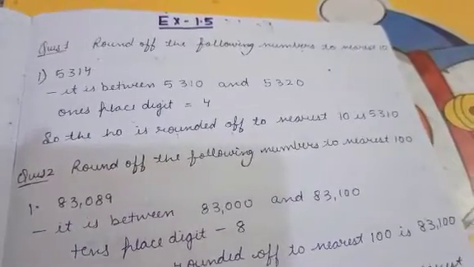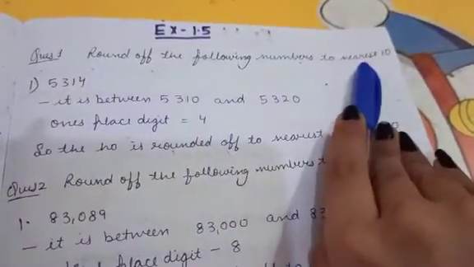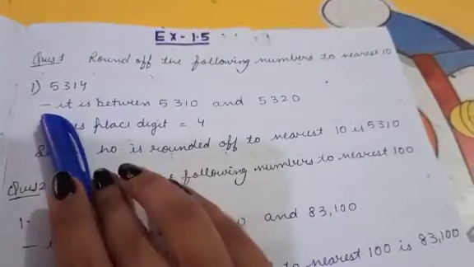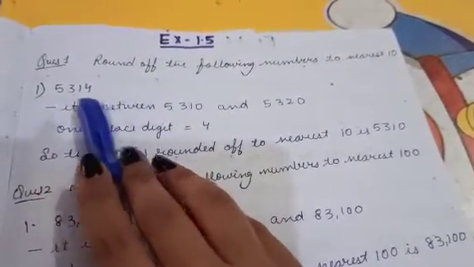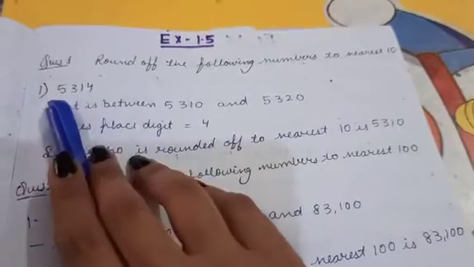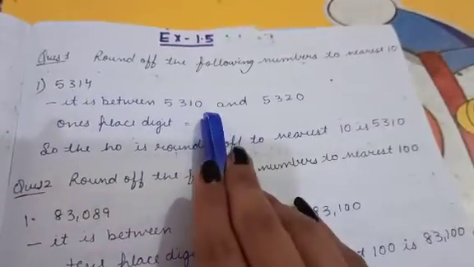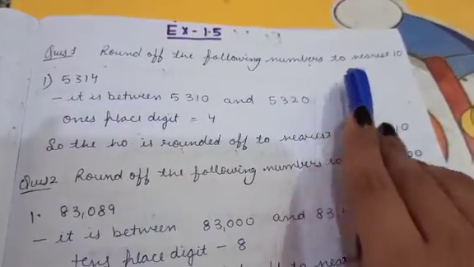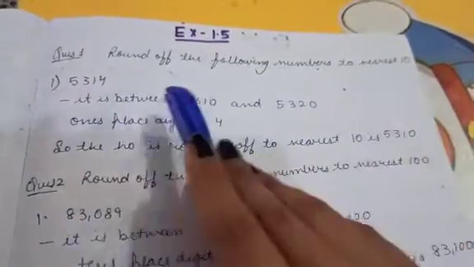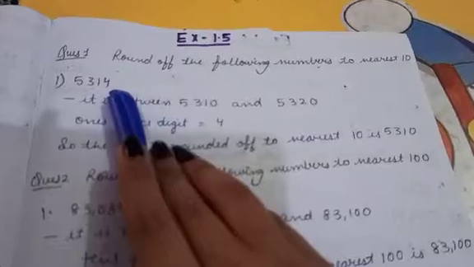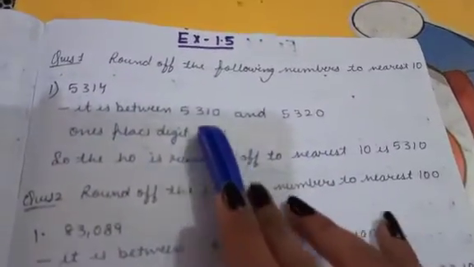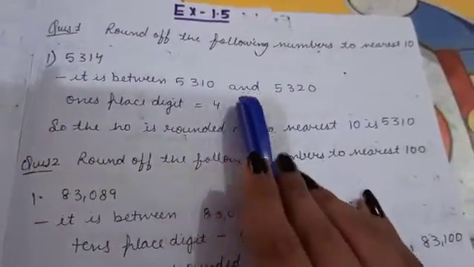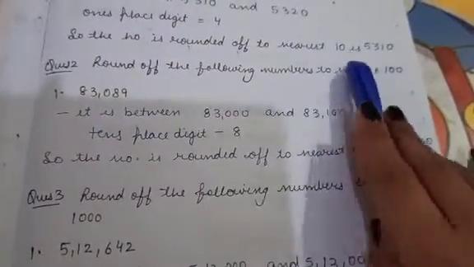Now let us move to Exercise 1.5. Let us look at the first question. Round off the following number to the nearest 10. The first part is 5314. It is coming between 5310 and 5320 because we are rounding off to the nearest 10. The ones place digit is 4, so it will round off to the lower limit, that is 5310.